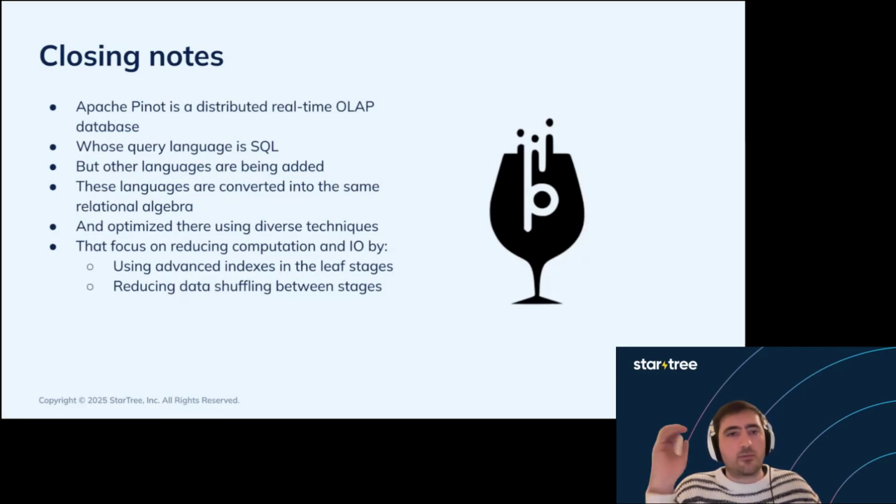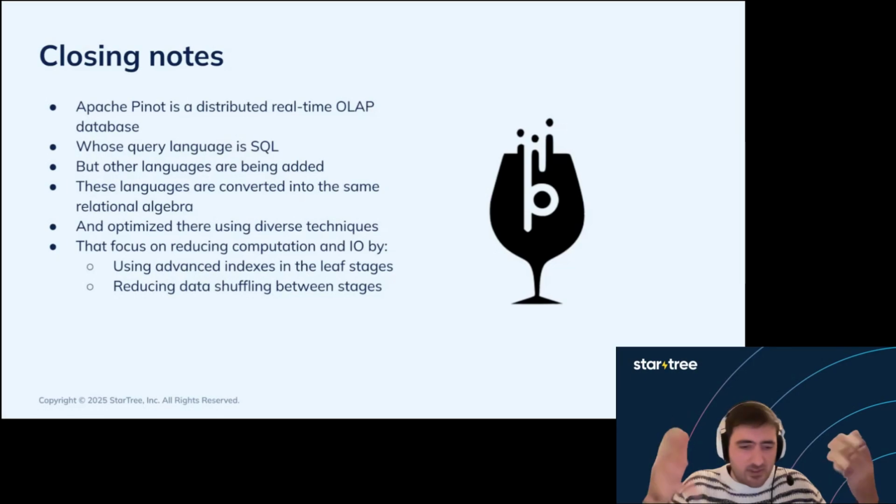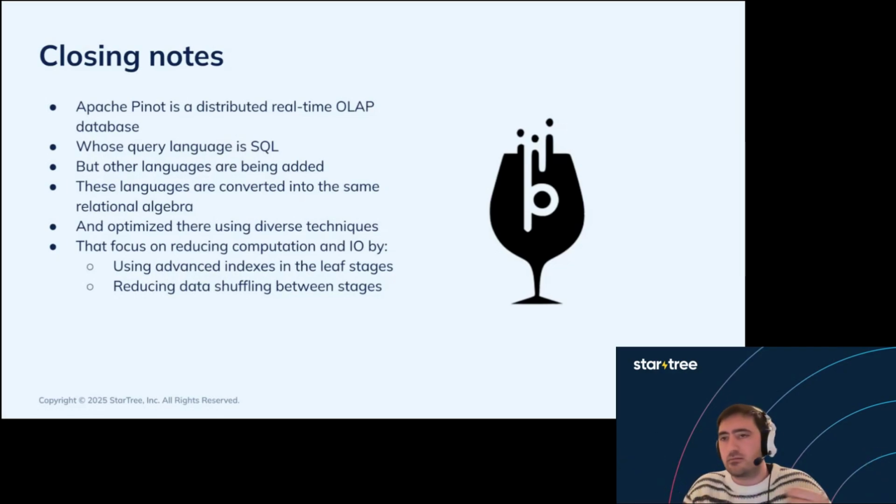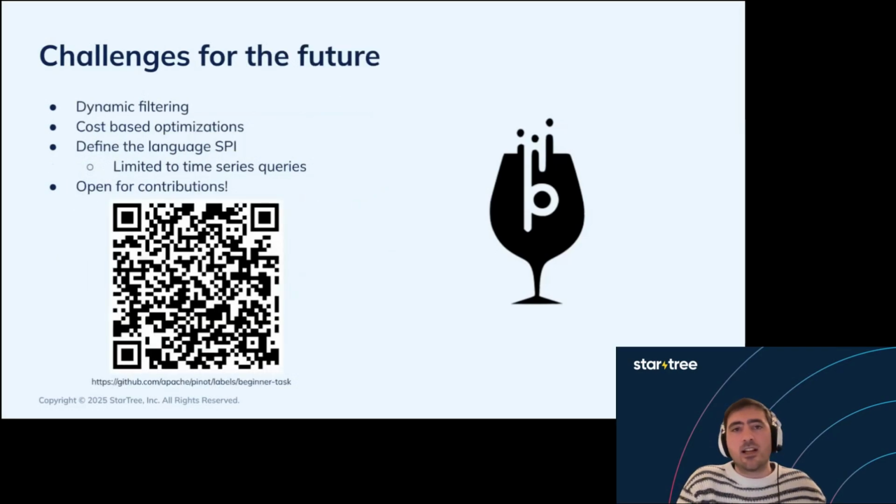So just closing notes, really fast. We already talked about that, but Pinot is a distributed real-time OLAP database. We chose to use SQL as the language, and right now we are working on supporting other languages, but under the hood, they are going to work in the same way. We are going to transform everything into relational algebra and our model, the different models we have to support that. And then we are actually able to use the same optimizations that we have been using in the multi-stage query engine for other languages without having to deal with SQL, because again, SQL is just syntax, right? For us at least. And with that, I think that's most of it.